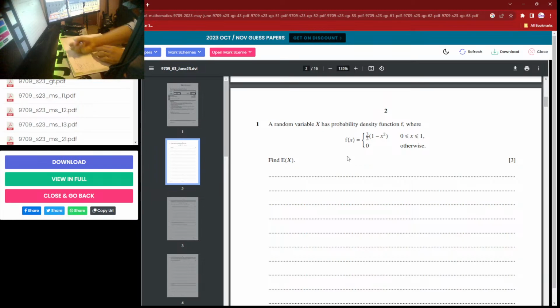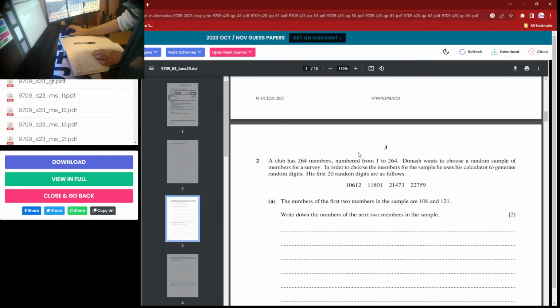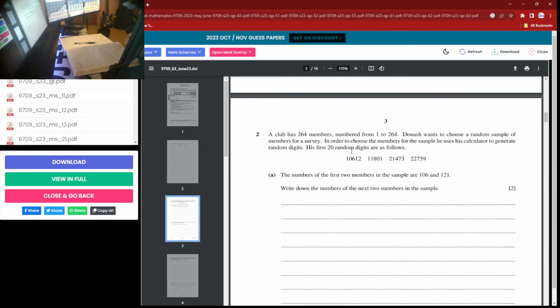Okay, moving on to 8. 2a. A club has 264 members, numbered from 1 to 264. Donash wants to choose a random sample of members for a survey. In order to choose the members for the sample, he uses his calculator to generate random digits. His first 20 random digits are as follows. The numbers of the first 2 members in the sample are 106 and 121. Write down the numbers for the next 2 members in the sample.